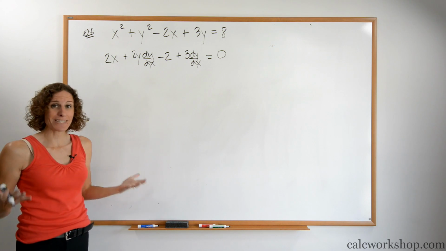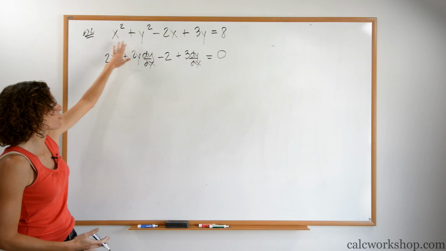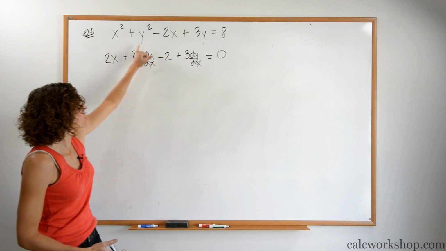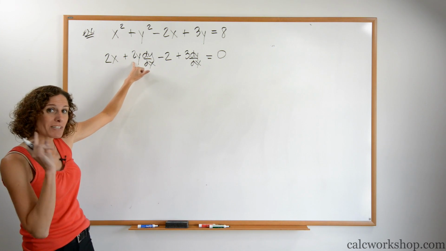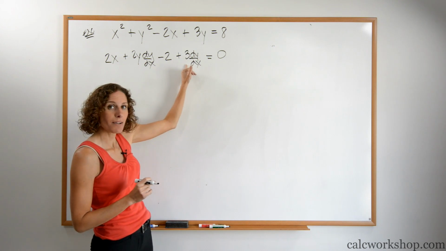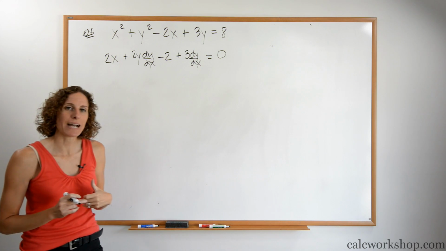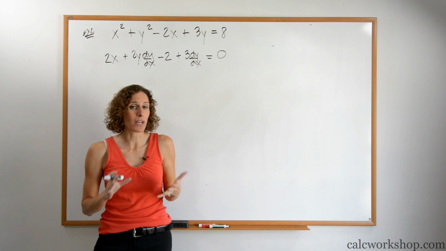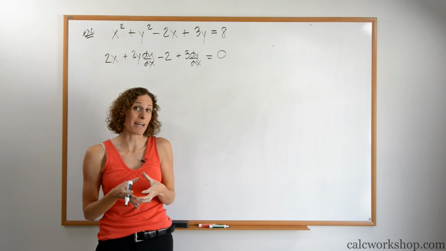We have successfully taken a derivative. We've taken the derivative of every single variable we see, so y squared became 2y, but we didn't forget to multiply it by dy/dx. The derivative of 3y is 3, but we didn't forget to multiply by dy/dx. Now, we're not quite done. Our job still is to get dy/dx by itself.